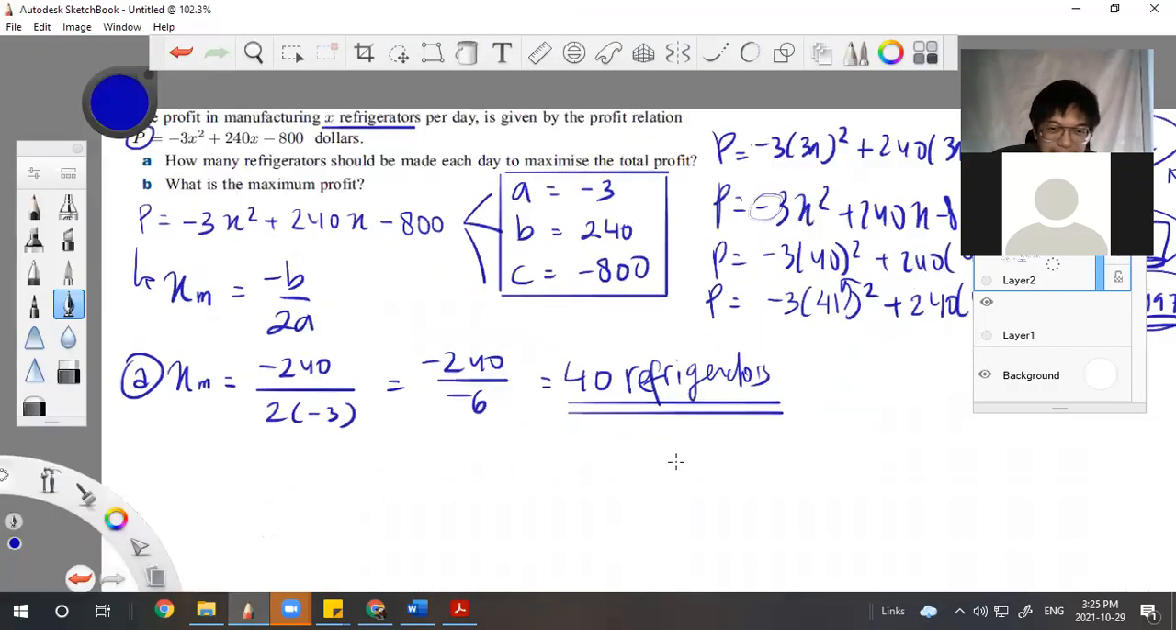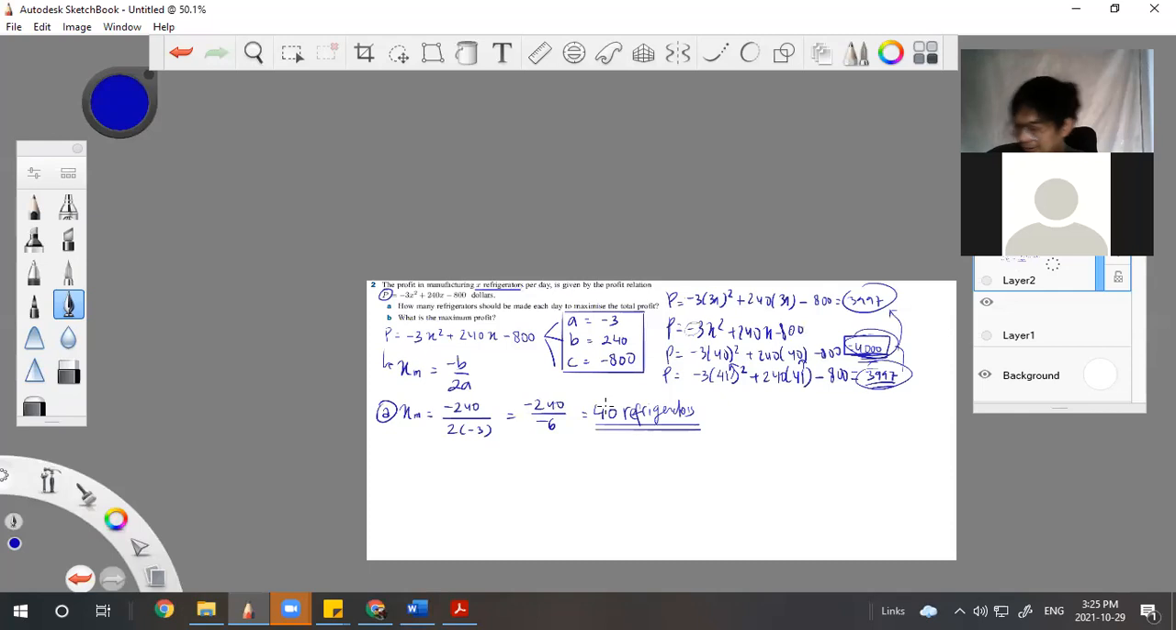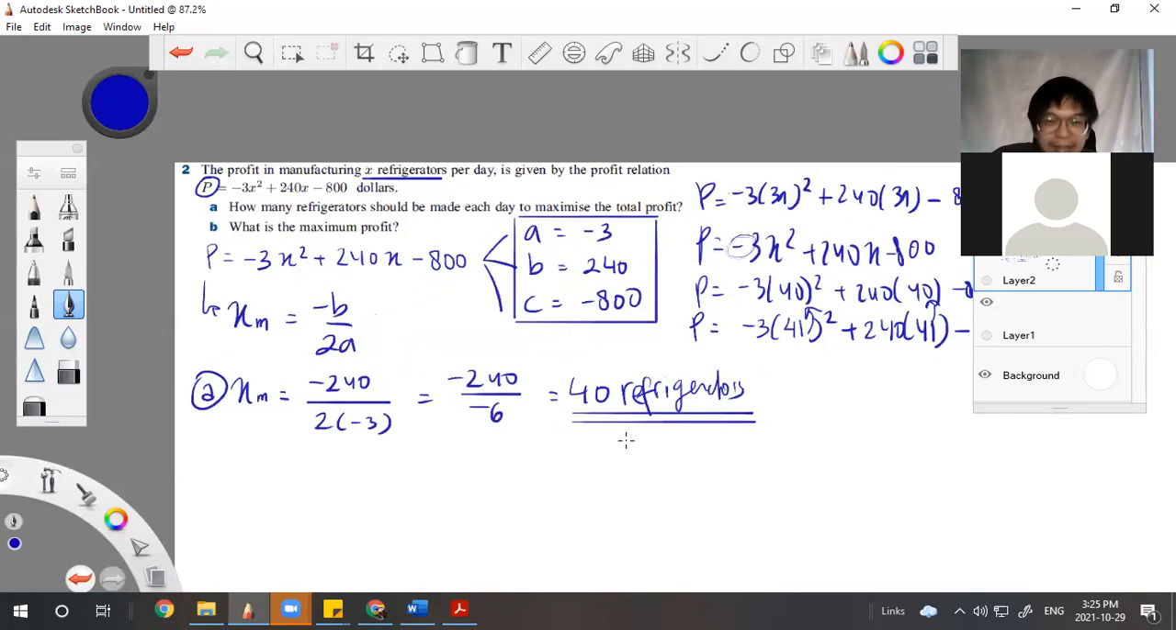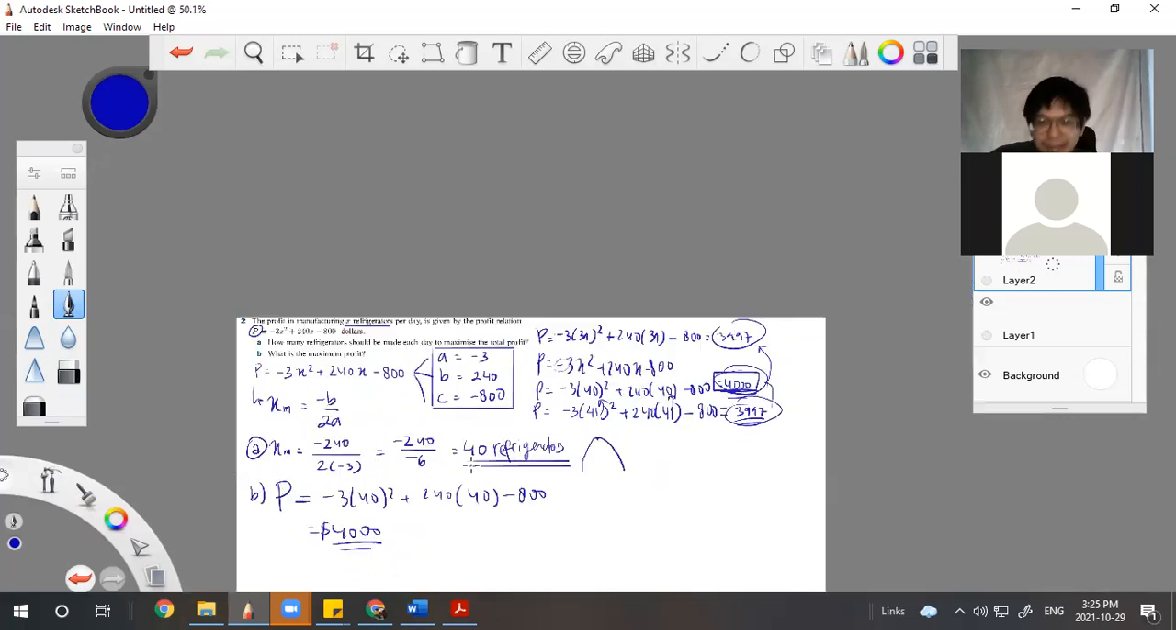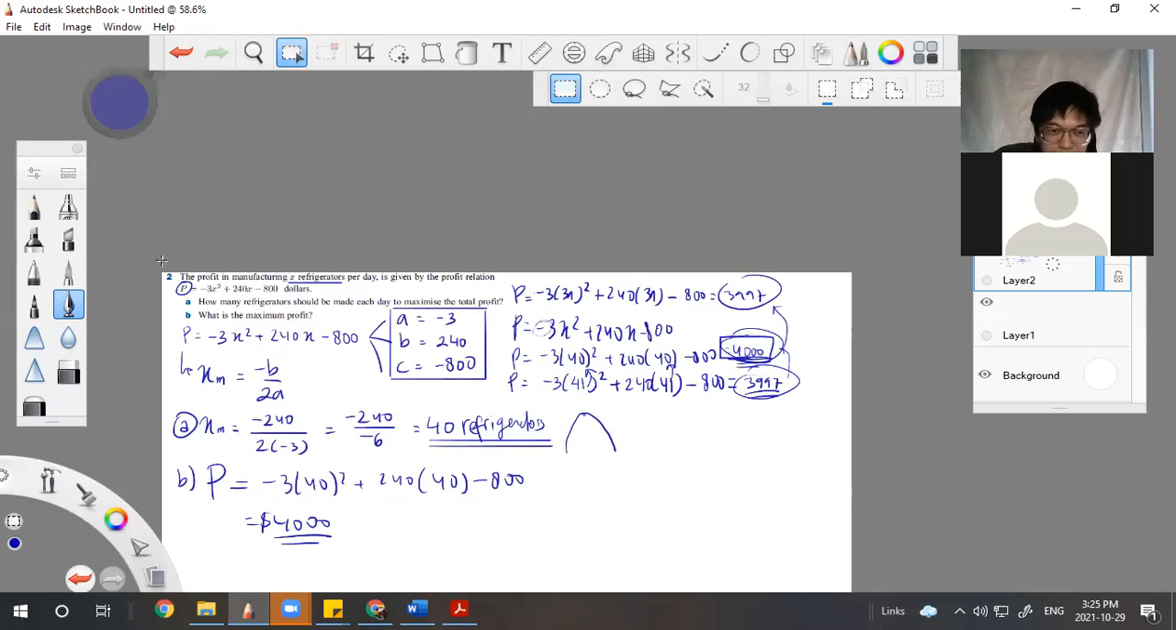Got it? Do you have any questions so far, Pedro, for question A? Why can it not be less or more? Because it is a function, a quadratic. Understand, Pedro? Yeah, I understand. Nice. So P equals, we already did that: negative 3 times 40 squared plus 240 times 40 minus 800. The answer is 4,000 dollars. Okay, continue. So no need to talk about this too much.